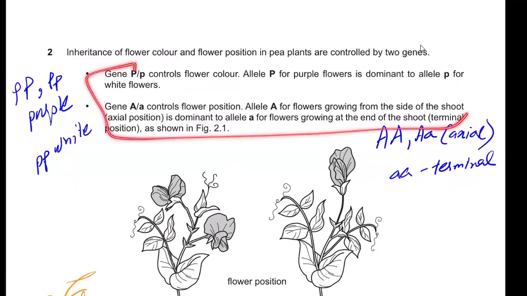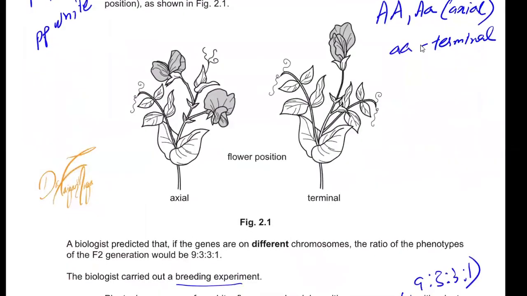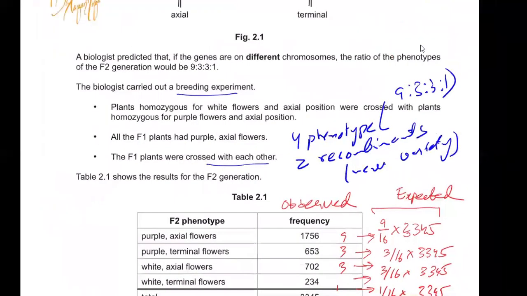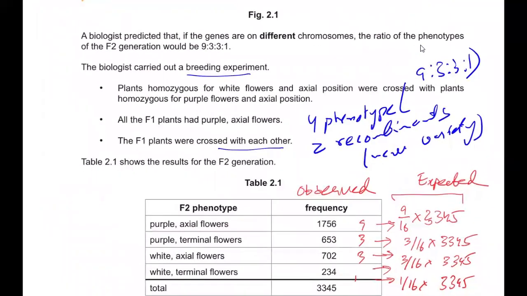With the information provided to you, you should annotate what those alleles mean, so that it becomes easier. Here they have told you exactly what the terminal position is and what they mean by the axial position of the flower. Now, they predicted that if the genes are on different chromosomes, the ratio of phenotypes of the F2 generation would be 9:3:3:1.